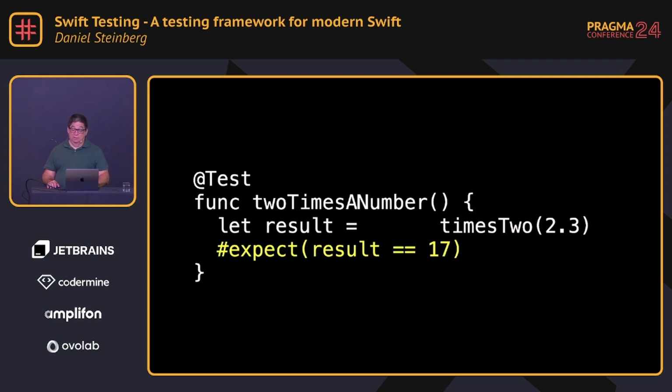Now, I'm not an idiot. I know twice 2.3 is not 17. I expect this to fail. It's almost like I'm doing this on purpose.